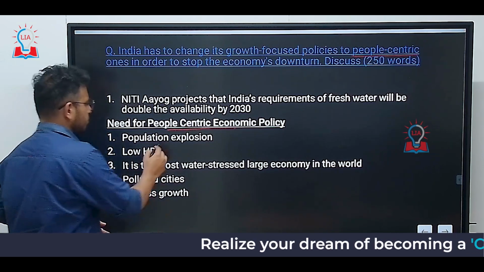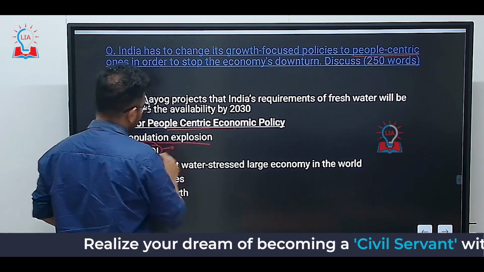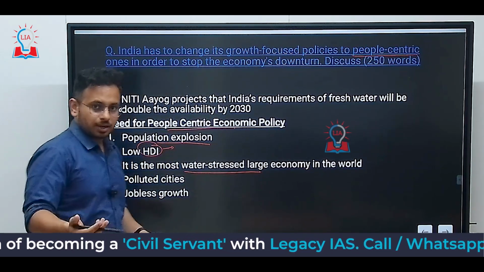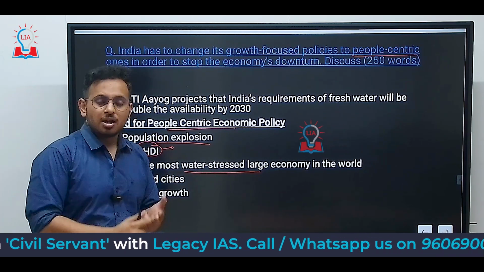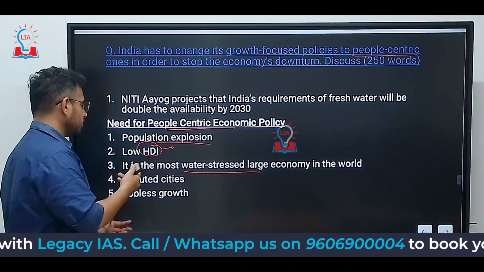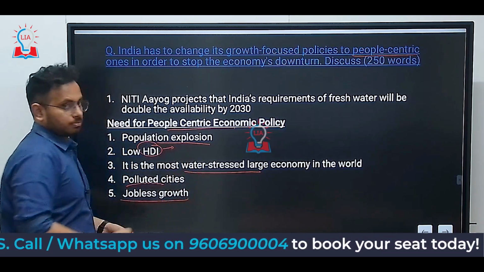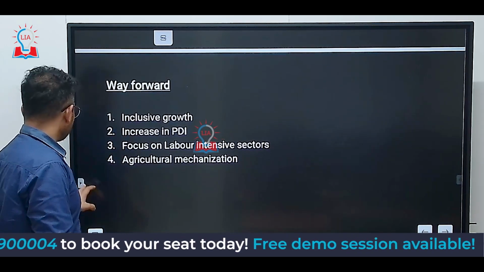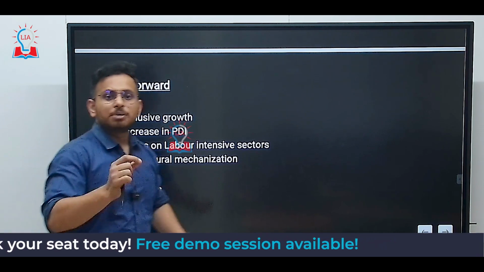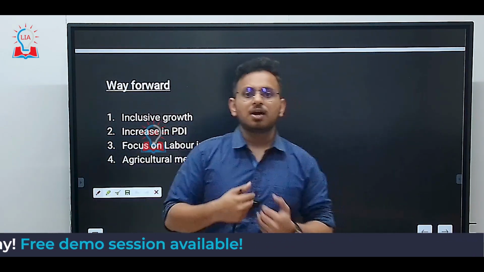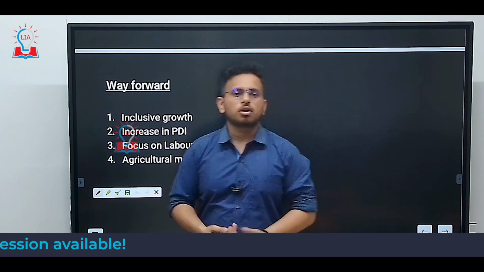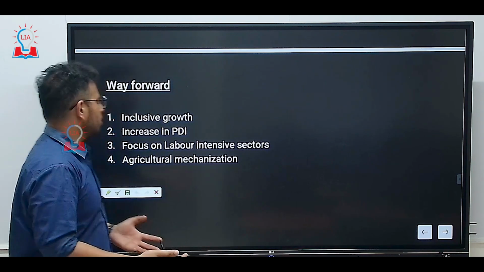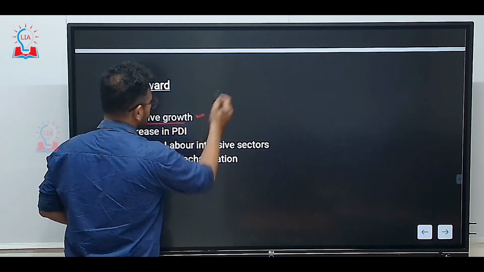Because of all these, we have population explosion and we have low HDI, human development index. India ranks above 100, and it is the most water stressed large economy in the world. Again, I told you, we have a problem with space, we have a problem with air, we also have a problem with water, polluted cities, and jobless growth. So because of all these reasons, we'll have to shift our focus from growth centric to people centric. If you're talking about people centric, one thing that is very sure is that we'll have to stress more on inclusive growth. Now you might ask, what is inclusive growth? Sharing the fruits of growth and development with all the stakeholders is simply called inclusive growth. So inclusive growth is the most important one.